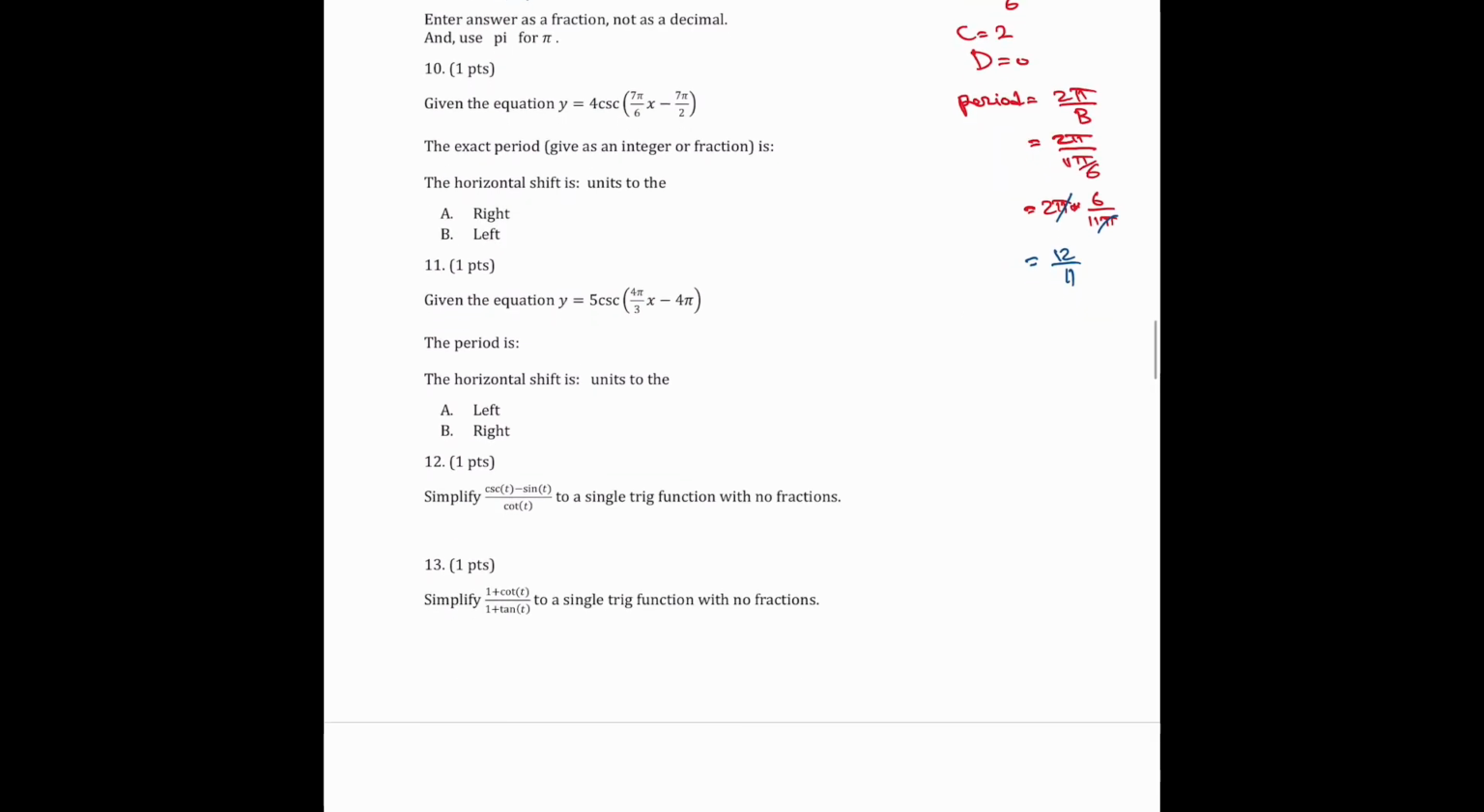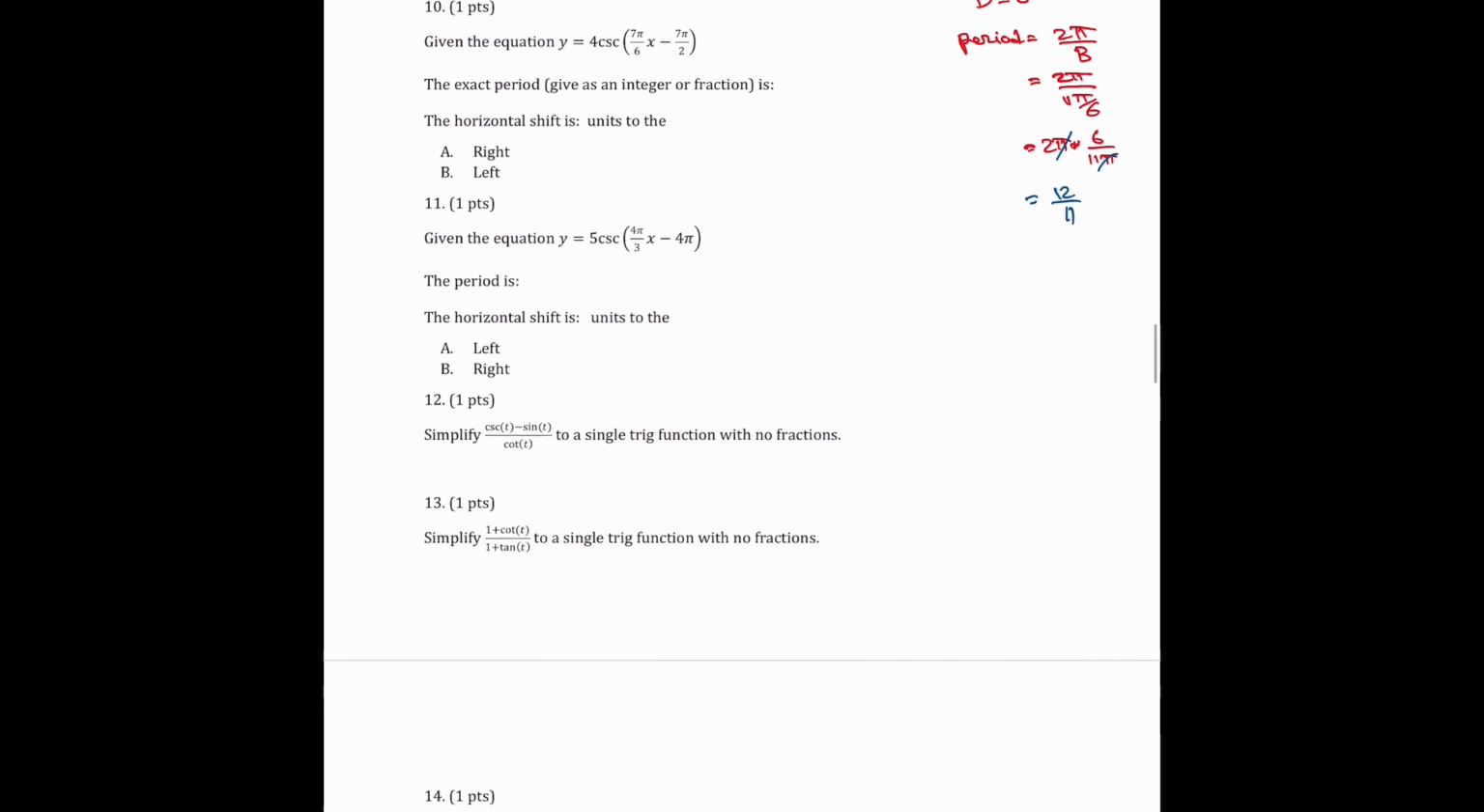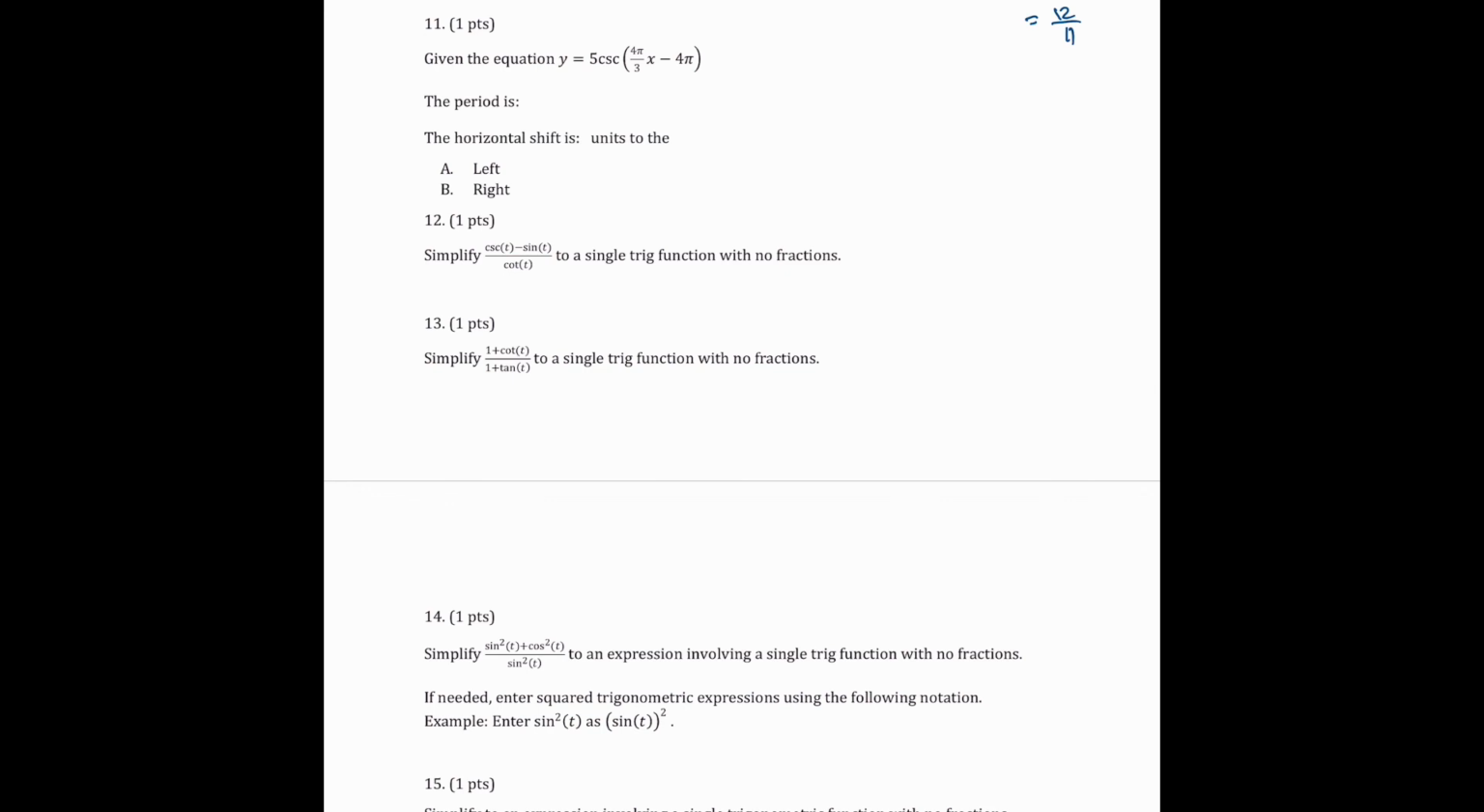Number 10 is similar to number 9, so I'm going to skip that. Number 11 is similar to the previous two, so I will skip that as well. I will make a video to answer number 12, so I'll see you in a different video.